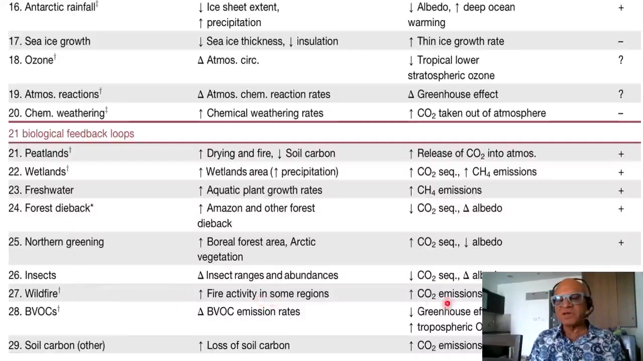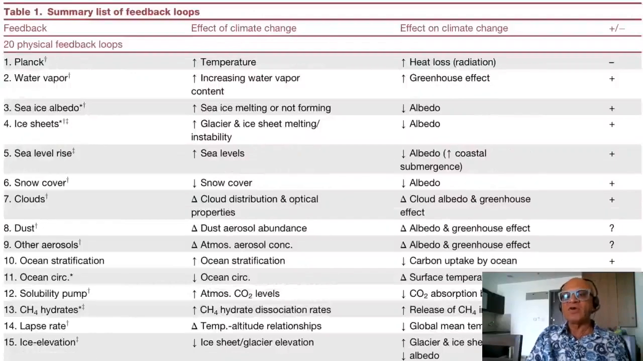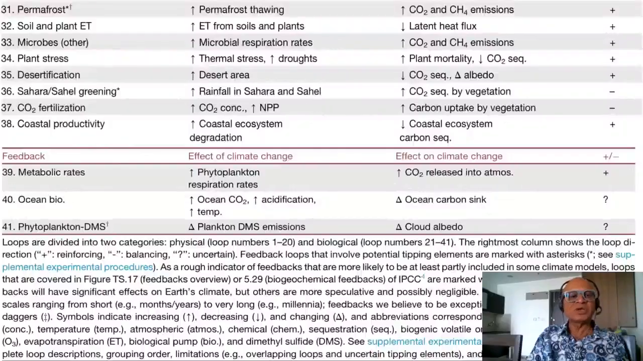Wildfire activity in some regions is increasing, CO2 emissions increasing, albedo changes happening, overall a positive feedback. And biogenic volatile organic compounds can decrease the greenhouse effect and increase tropospheric ozone, so maybe a net negative feedback. And loss of soil carbon can increase CO2 emissions and be a positive feedback. So this is the effect on climate change, so just make sure we are in the right ballpark.